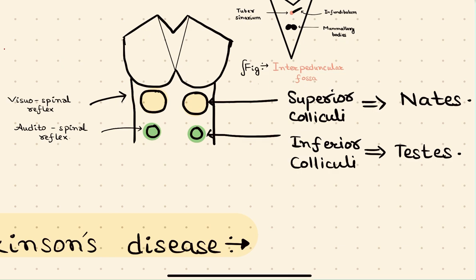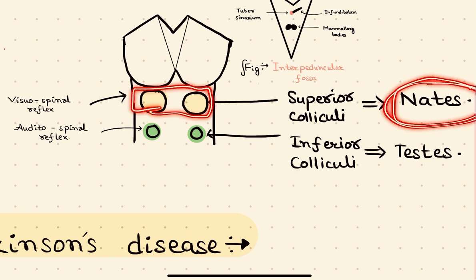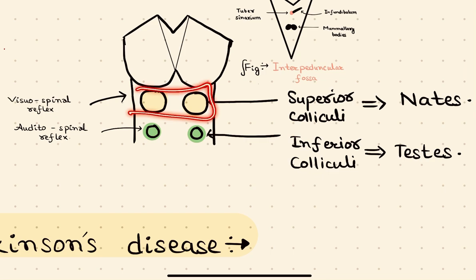One thing you have to remember is that these superior colliculi are bigger in shape and these inferior colliculi are smaller in shape. These superior colliculi, due to their shape, are known as nates, and these inferior colliculi are known as testes. These superior colliculi are associated with the visuospinal reflex.